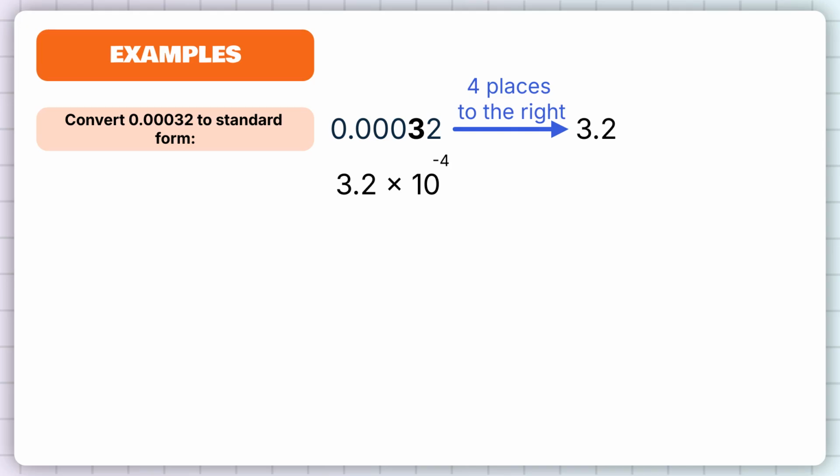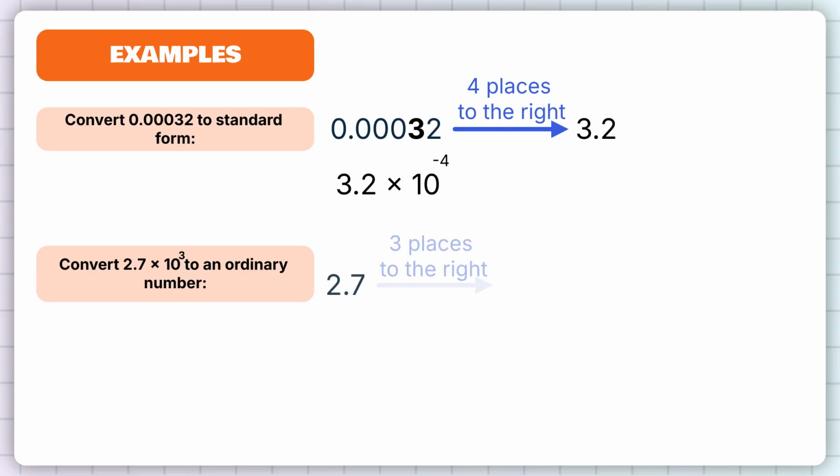Our next problem is convert 2.7 times 10 to the power of 3 to an ordinary number. First, we need to recognize that 10 to the power of 3 means that we have moved the decimal point 3 places to the left. So in order to return the expression to an ordinary number, we need to move the decimal point back 3 places to the right. So, starting with 2.7, move the decimal point 3 places to the right, filling in zeros as needed. 2.7 times 10 to the power of 3 becomes 2700.